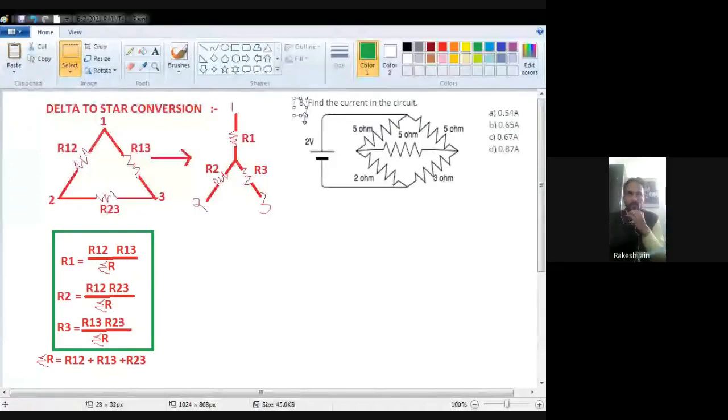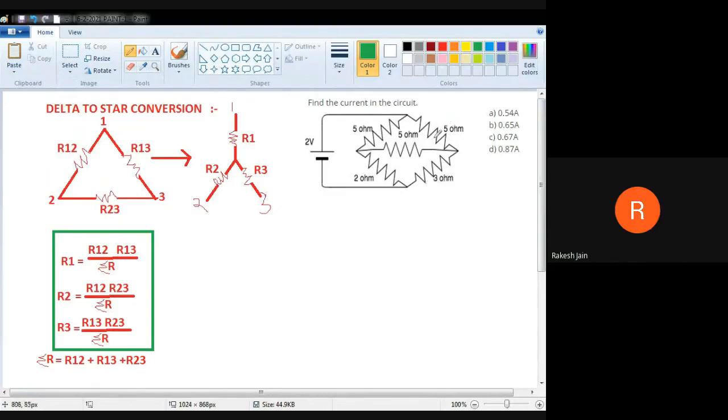Now how can we determine the current in the circuit? Now let's see. First of all, we should simplify the diagram. In this diagram, this 5 ohm and 5 ohm, 3 resistances are connected in the form of a delta. Someone can also solve this question by considering this 5 ohm, this 2 ohm and this 3 ohm as a delta, then you can also solve the question.